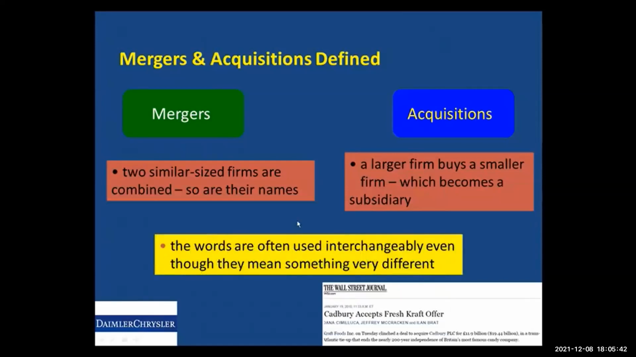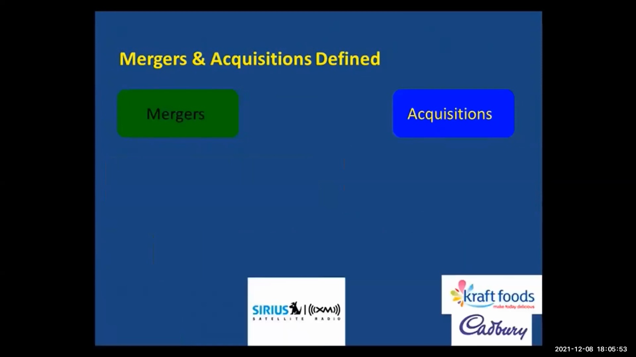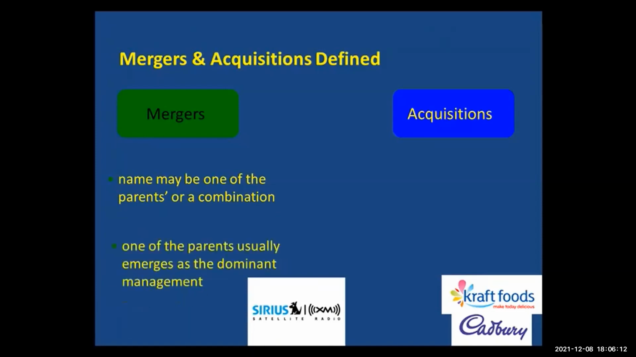In the business press, we quite often see merger and acquisition activity discussed interchangeably, but these terms mean something very different, as you can see from this slide as well. In the situation of mergers, either the names become combined or one of the parents may become the dominant player, and they're simply named after the larger or more dominant organization.